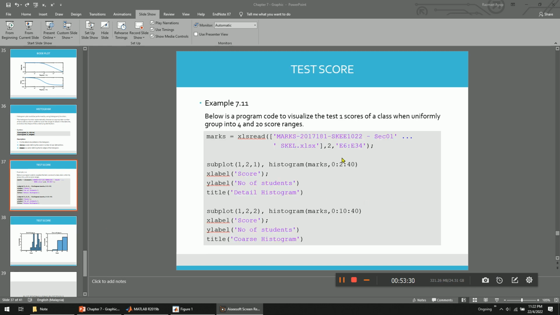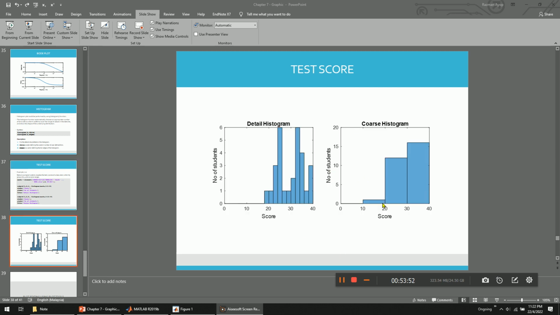So you can see here, for this one it uses edges, from 0, 2, 4, 6, up to 10, each 2 step. And this one is much larger, and you plot it at 2 different locations. So this is the result.